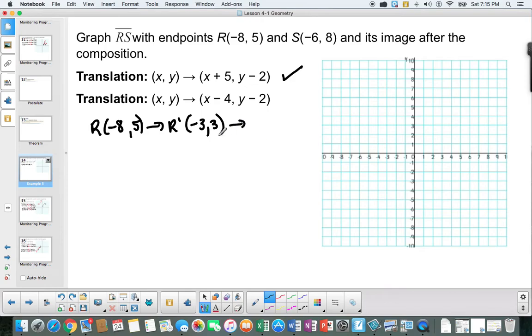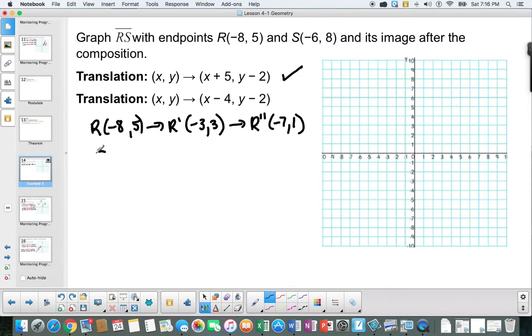Now I'm going to take this point and translate it to here. So this will be R double prime, which means I've gone through a second translation. I'm going to take negative 3 and subtract 4, that'll be negative 7, and take the number 3 and subtract 2, and that'll be a 1.